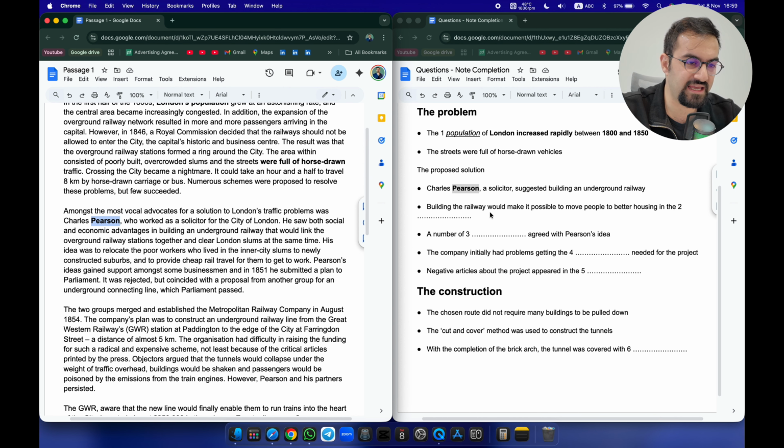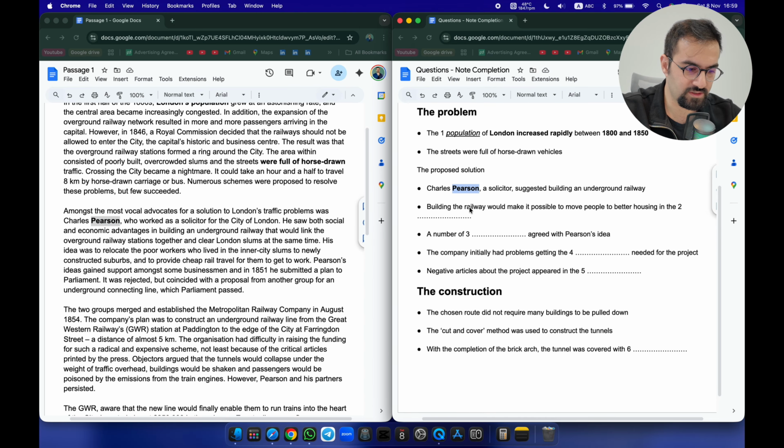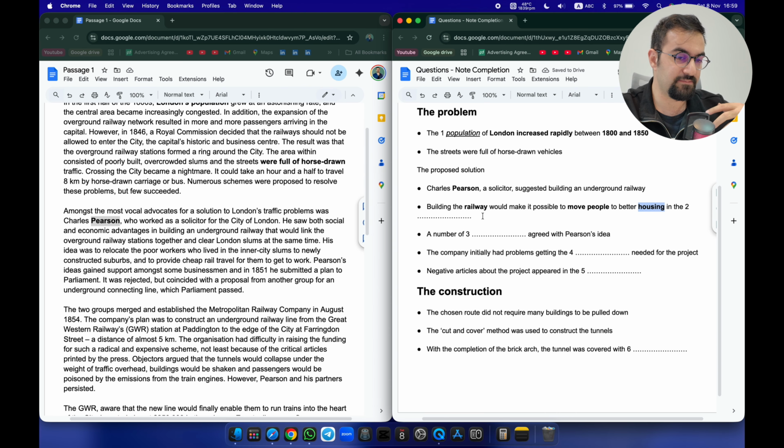Building the railway would make it possible to move people, all right, to better housing. Okay, better housing in the blah, blah, blah. So it's probably better housing in an area. If, let's say, based on Pearson's suggestion, the railway is built, it'll be easy or possible to move people to better housing in a given area.